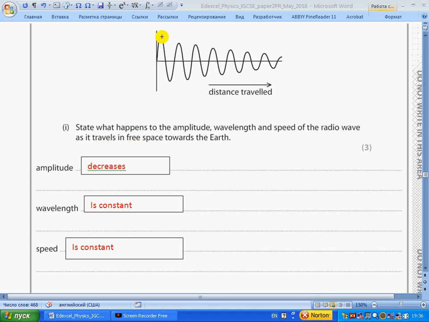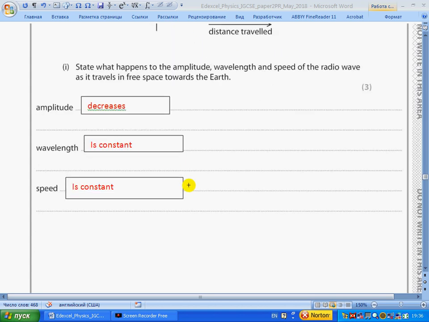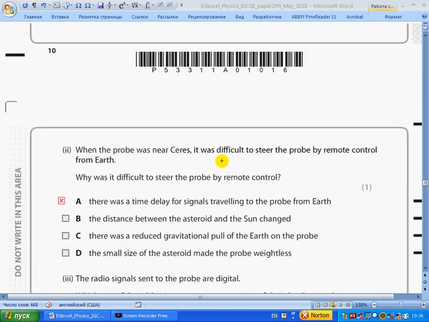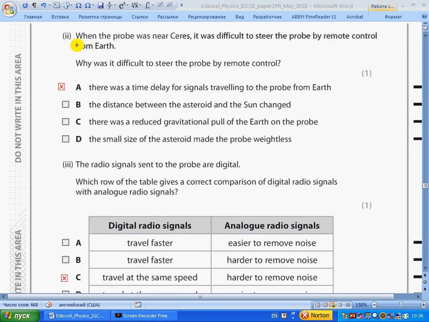So we see that amplitude is decreasing. Wavelength is the distance between crests, it stays the same, so it's constant, and speed is constant because it is free space. Right. Question 2i. When the probe was near Ceres, it was difficult to steer the probe by remote control from Earth. Why was it difficult to steer the probe by remote control? Here the most likely answer is there was a time delay for the signal traveling to the probe from the Earth.